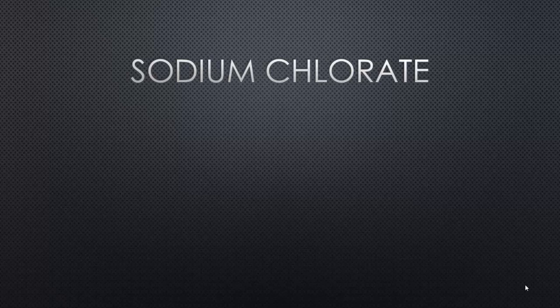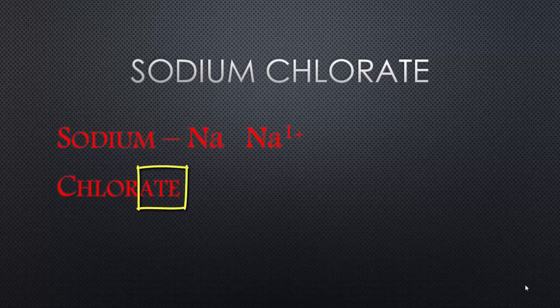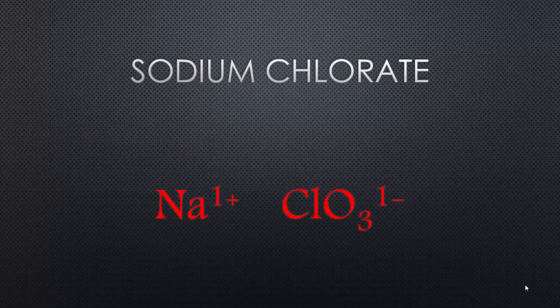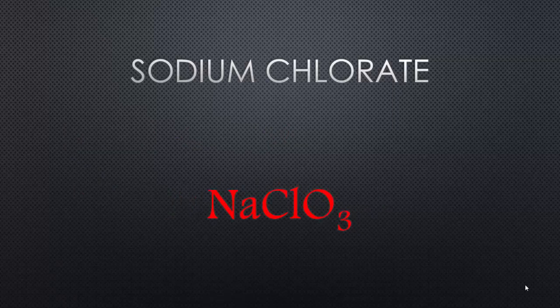We've got sodium chlorate. We know that sodium is Na. It's a representative element in the first column, so it has an ionic charge of 1+. We look at the chlorate, and because it ends in ATE, we know it is a polyatomic ion, because monoatomic ions all end in IDE. So we look on the sheet, and you see ClO3 1-. The 1+ charge on the sodium cancels the 1- charge on the chlorate, and so sodium chlorate is this structure.